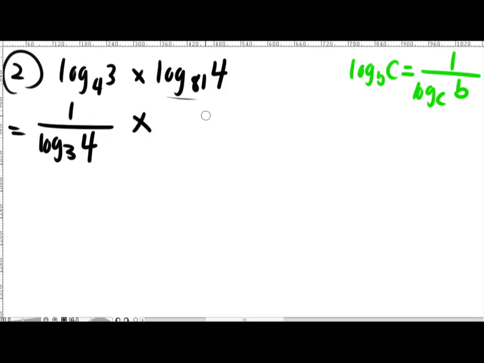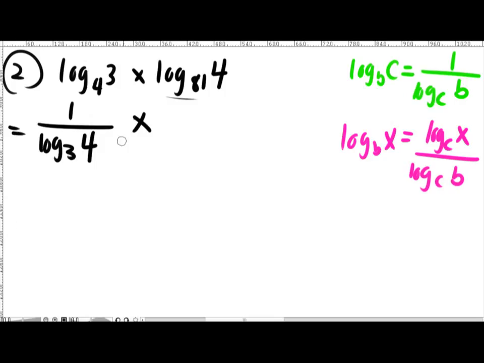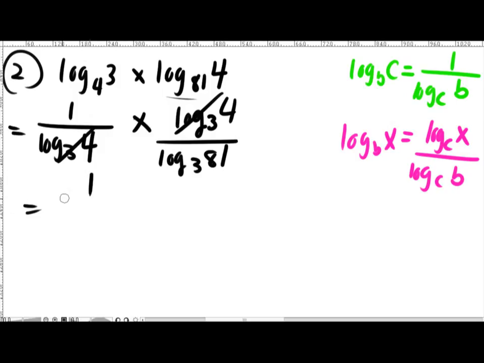And here we could do a similar thing. We use the logarithm base change rule, which states that log base b of x equals log base c of x over log base c of b. And if we use this here, we get log base 3 of 4 over log base 3 of 81. And we see here that this is the same, so we can just cancel this out and we get 1 over log base 3 of 81.